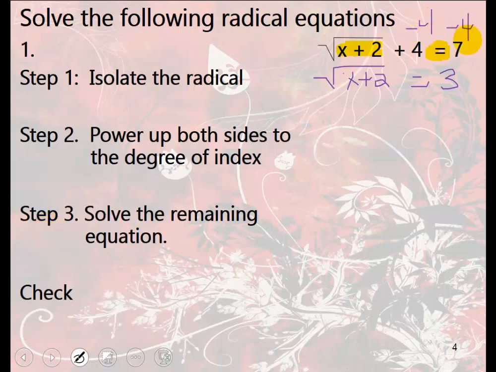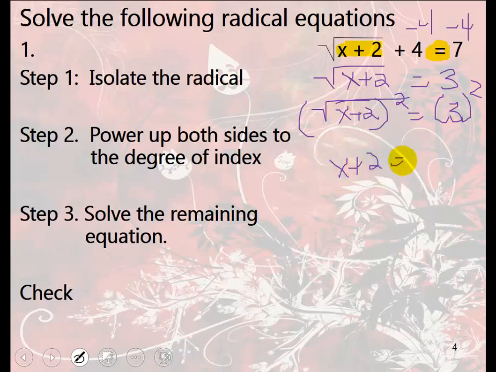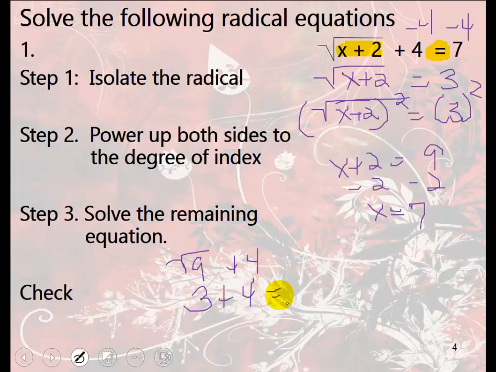Now, I want to get rid of this square root, so I'm going to square both sides. These undo each other, so I get x plus 2 is equal to 3 squared is 9. Now I'm going to subtract 2 from both sides, and I get x is equal to 7. Now just do a quick check. That's all you have to do. It's a quick check. So if I plug in a 7, 7 plus 2 is 9. Square root of 9 plus 4. What's the square root of 9? 3. 3 plus 4. So 7 equals 7. It's that fast to check.